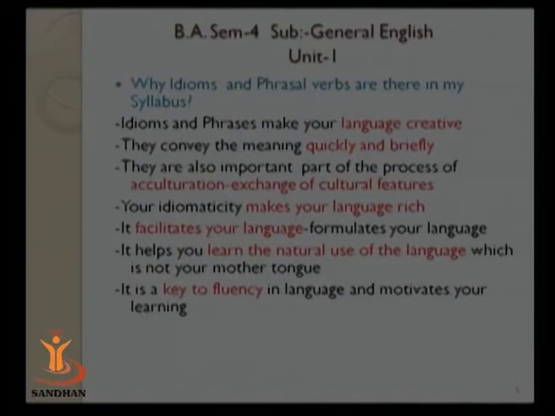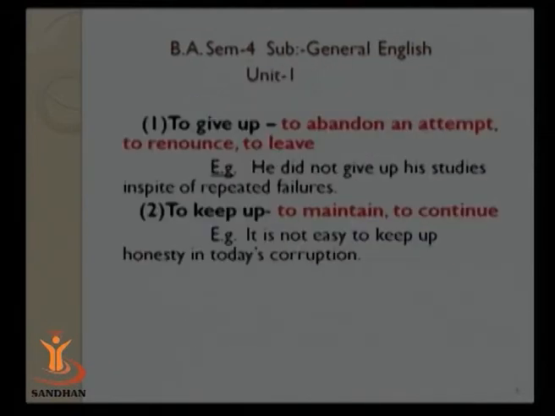It's a key to fluency. The last but the very important thing, the most important thing, is that through the frequent usage of idioms and phrases, you become fluent in English. Now let's begin with the idioms and phrasal verbs given in your syllabus. They are fixed and we'll take them up one by one.